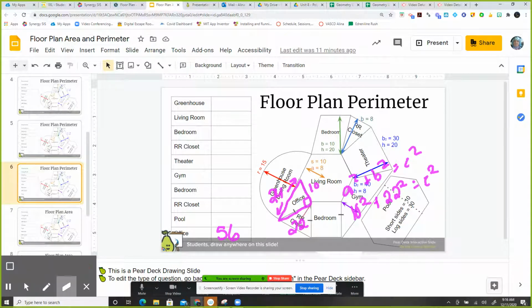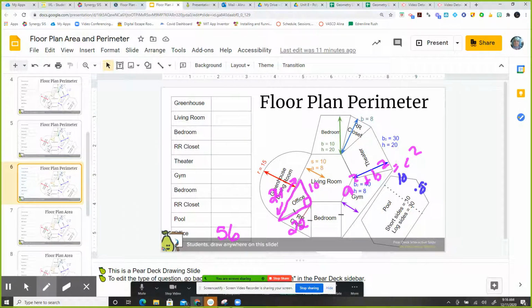All right. So perimeter, distance around. Sometimes, depending on the shape, you need to do a little bit extra, like we had to do for the greenhouse and the office. What about the pool? So I know the short sides are 10. And the long sides are 30. It's a 10, by the way. 30, 30, is it 100? Thanks, William. Perfect.